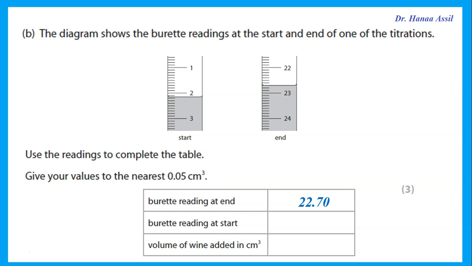Now, at the start, what do you read at the start? This is 2 point something. 2 point what? This is 2.1, and then it is in the middle between 0.1 and 0.2, so this is 2.15. Of course, the volume of the wine would be the difference between these, so this is 20.55.